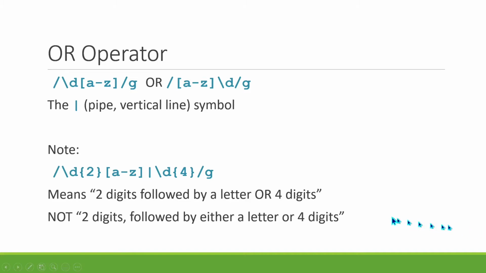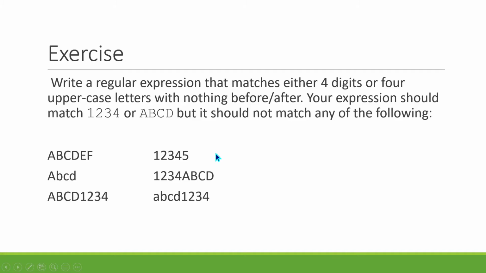Now, it probably makes sense that you don't need an AND operator, because what are you going to do? Say that a character needs to be both 2 digits and 2 letters? That's impossible. So there is no AND operator, in case you're curious. It's just not necessary. So try this exercise.